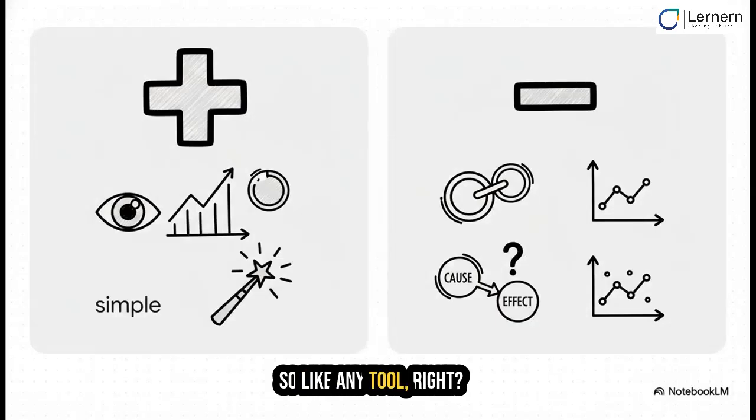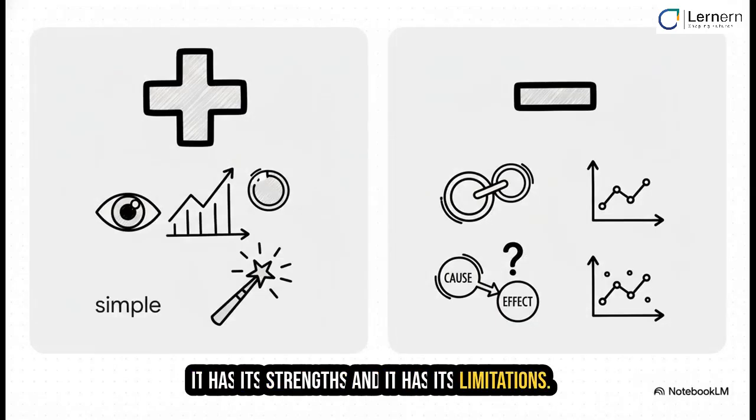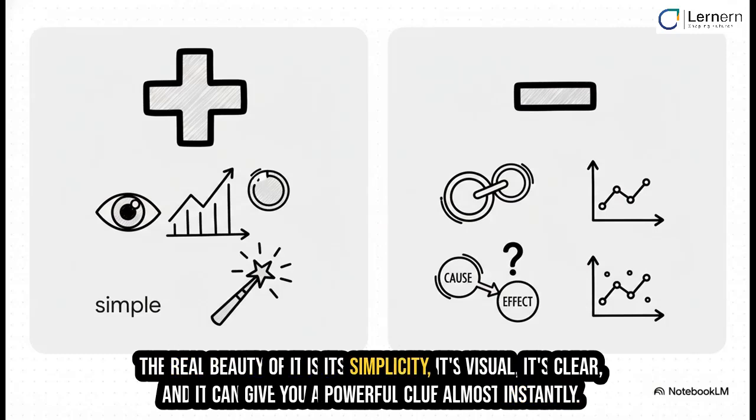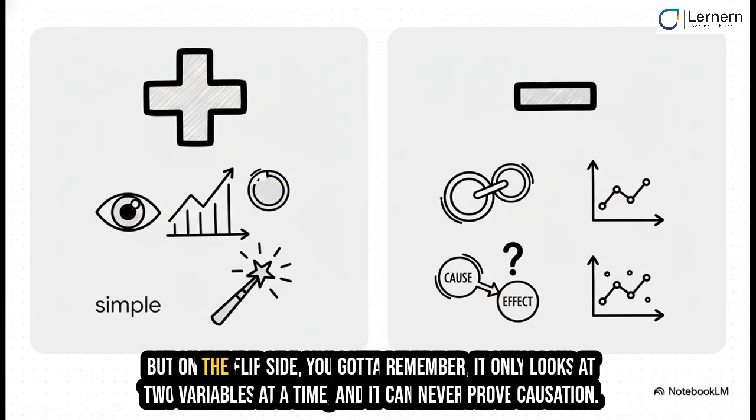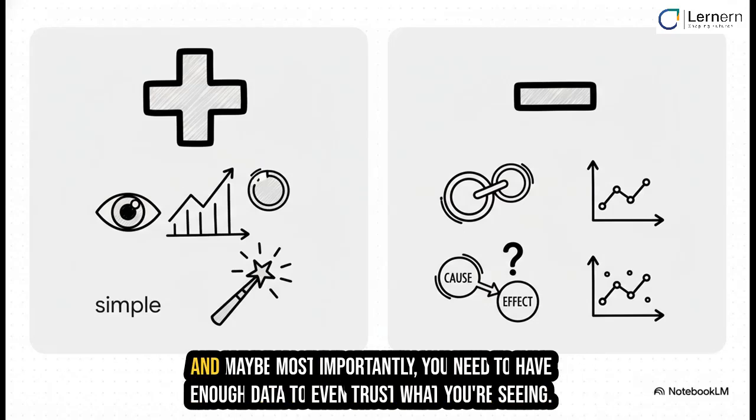So, like any tool, right, it has its strengths and it has its limitations. The real beauty of it is its simplicity. It's visual, it's clear, and it can give you a powerful clue almost instantly. But on the flip side, you've got to remember it only looks at two variables at a time, and it can never prove causation. And, maybe most importantly, you need to have enough data to even trust what you're seeing.